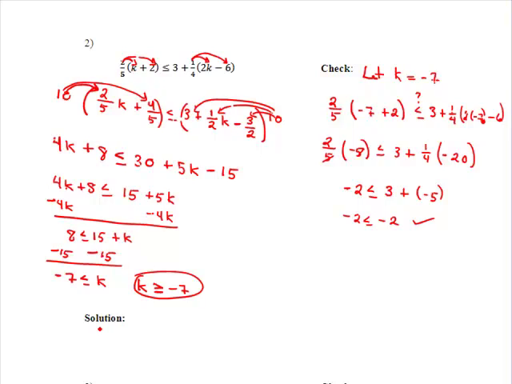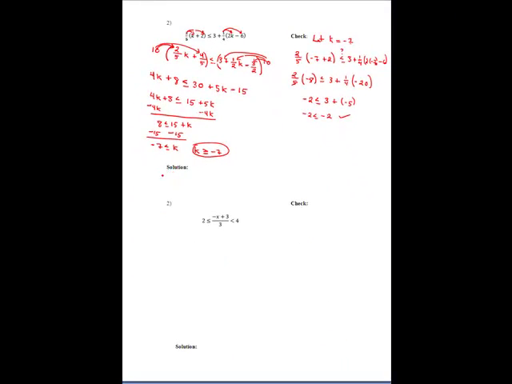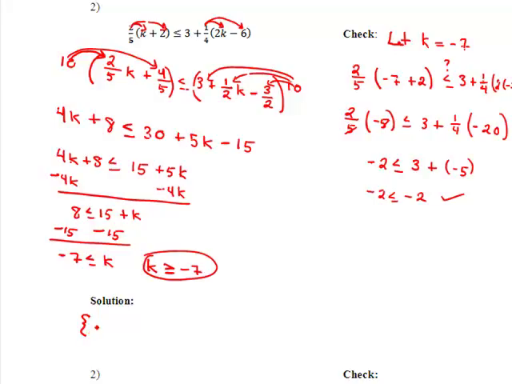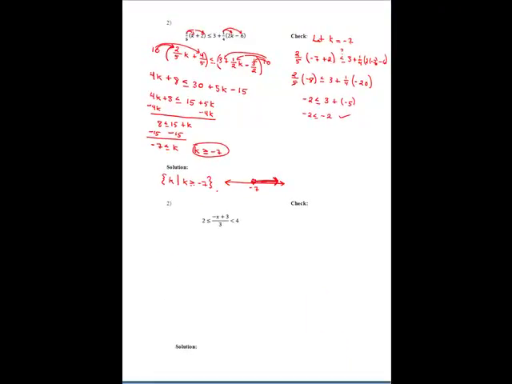Now, how are we going to write our solutions? Well, we can have our set notation. So I'm just going to take my fancy braces, the set of all k such that k is greater than or equal to negative 7. There's my set notation. I can graph my solution. So I'll simply do a negative 7, and this time we want k greater than or equal to negative 7. So greater than, I will shade to the right of negative 7, and again, because it's equal to, I'll use my closed point.